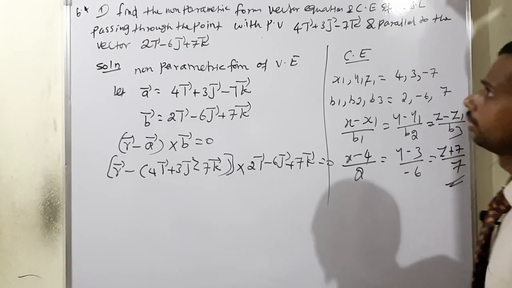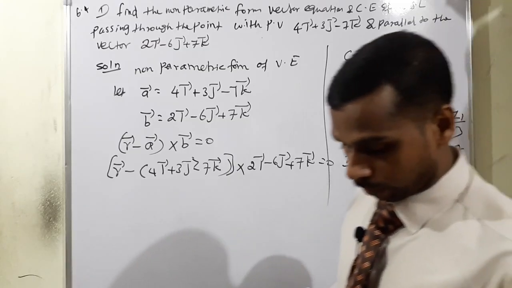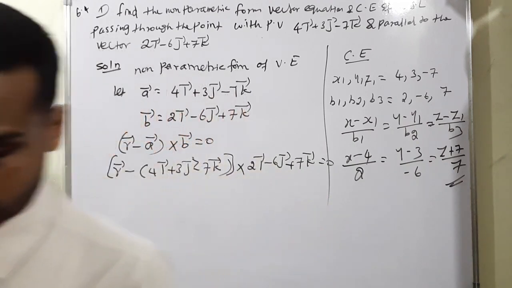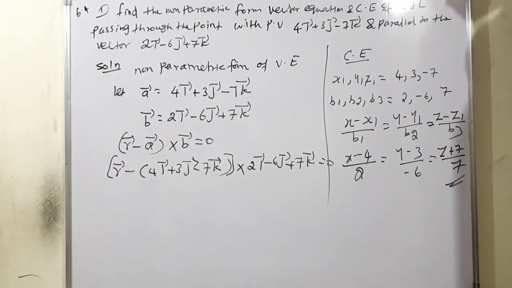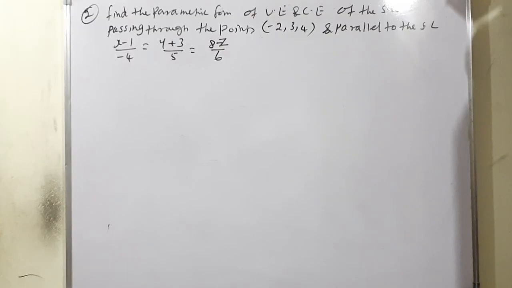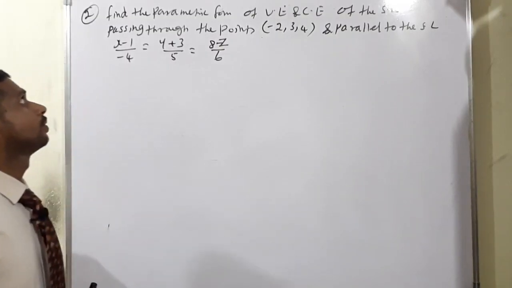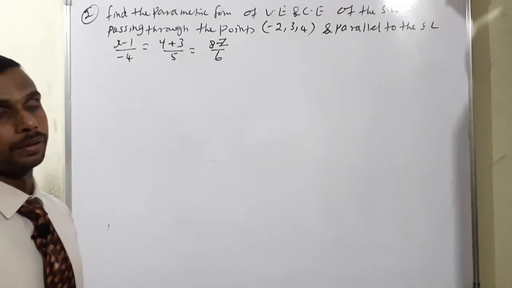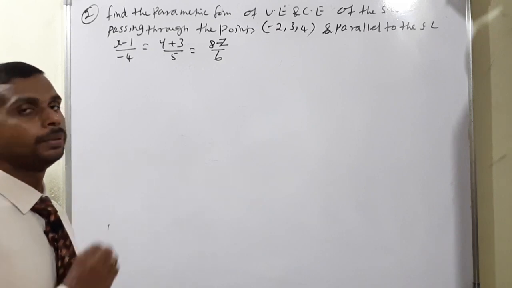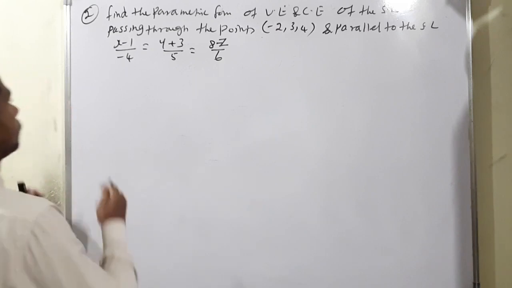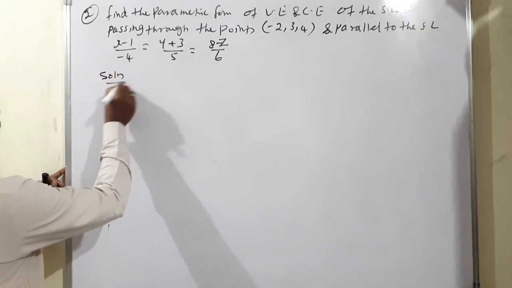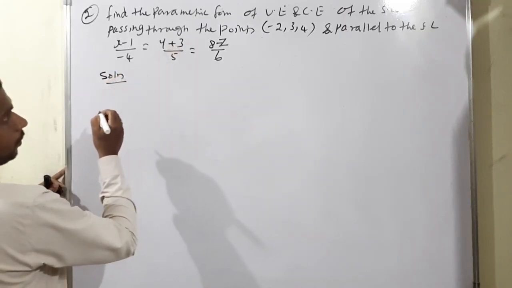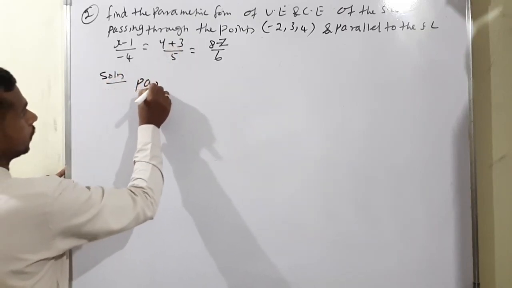This is the answer for exercise 6.4, question number 1. Okay, I will continue with the next question. Question number 2 from exercise 6.4: find the parametric form of vector equation and Cartesian equation. Already we have seen question number 1, which was the non-parametric form. But here the question is a little bit different, the parametric form. So in the solution, first I am going to find the parametric form of vector equation.